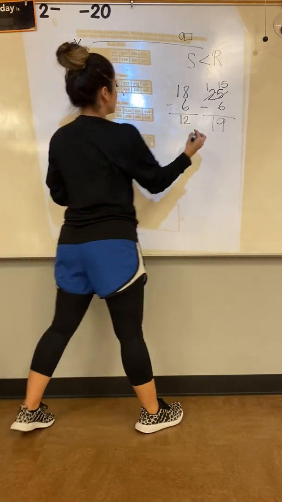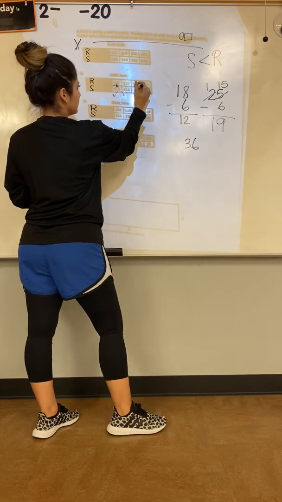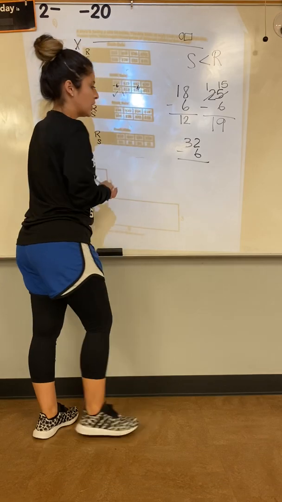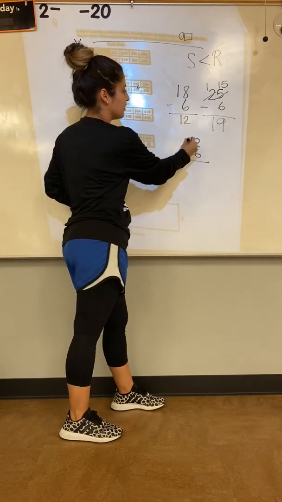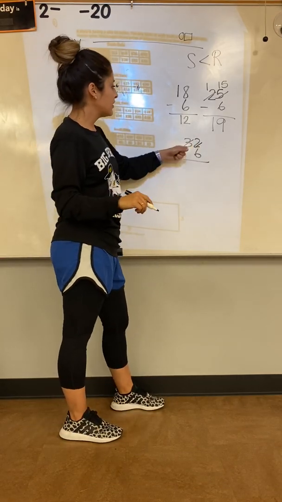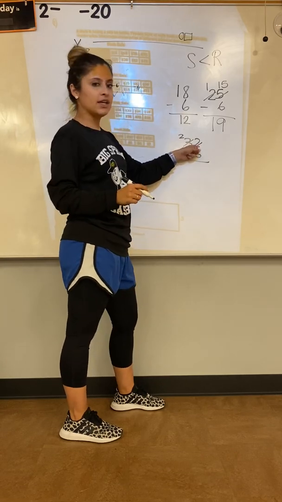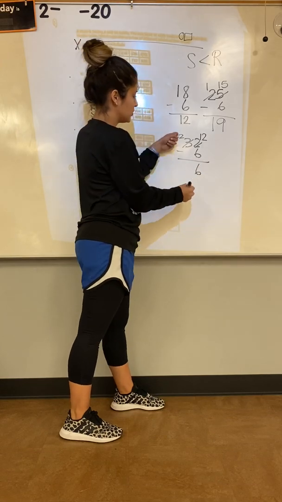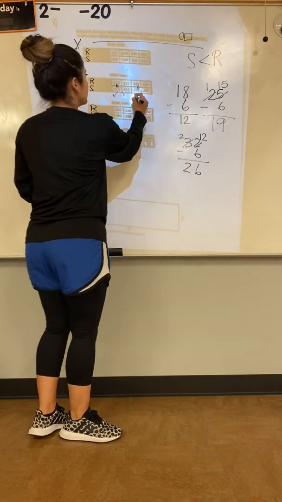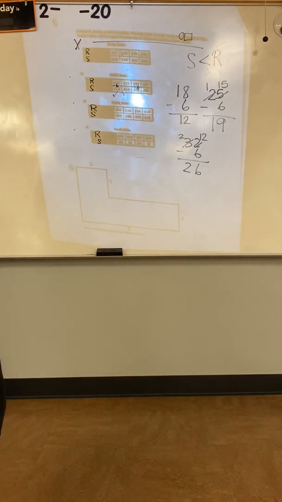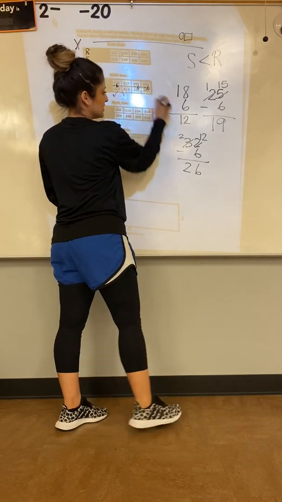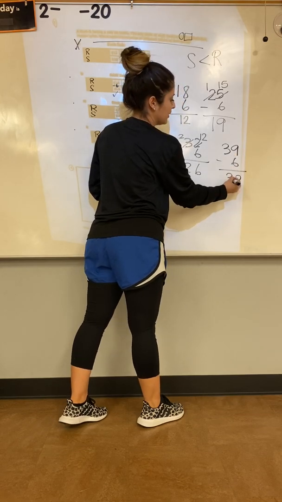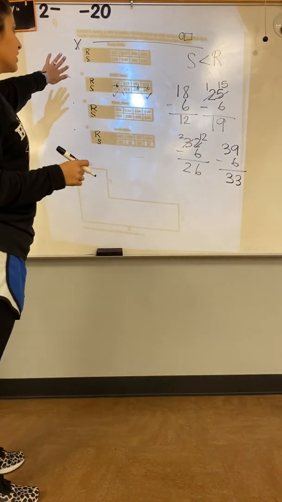32 minus 6. Oops, why did I put a 2? 32 minus 6. Well, again, we cannot do 2 minus 6, so we go next door, get 10 more. That 3 becomes a 2. 2 gets 10 more, so it's now a 12. 12 minus 6, 6. 2 take away nothing, 2. 26. Okay, great. And last one, 39 minus 6. 9 minus 6, 3. 3 take away nothing, 3. 33. That one looks really great.